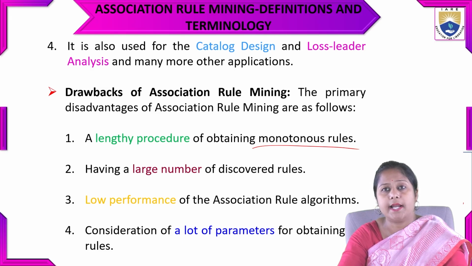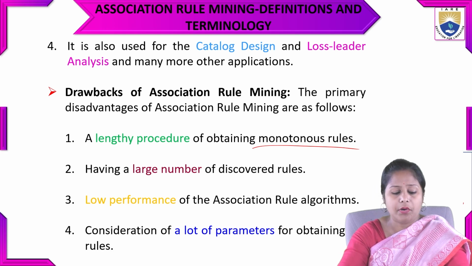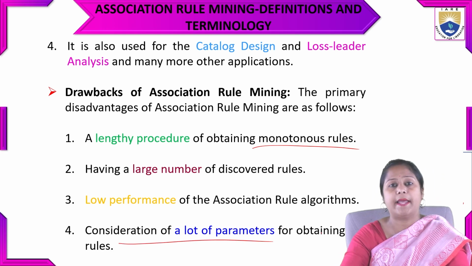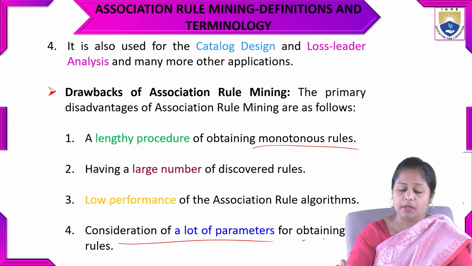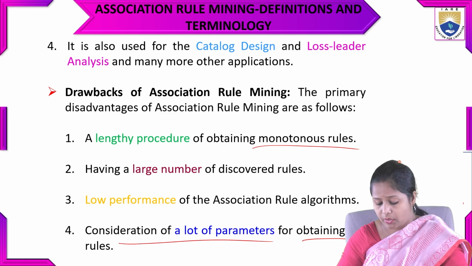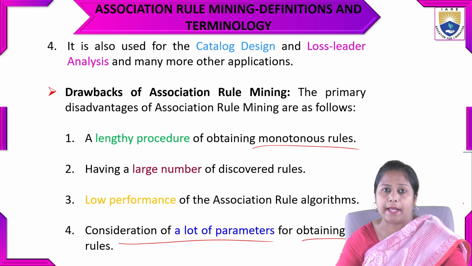Having a large number of discovered rules can be there. Third is low performance of the association rule algorithm. These are the drawbacks. Fourth is consideration of lots of parameters we have to obtain for the rules. So these will be the drawbacks of association rule mining.